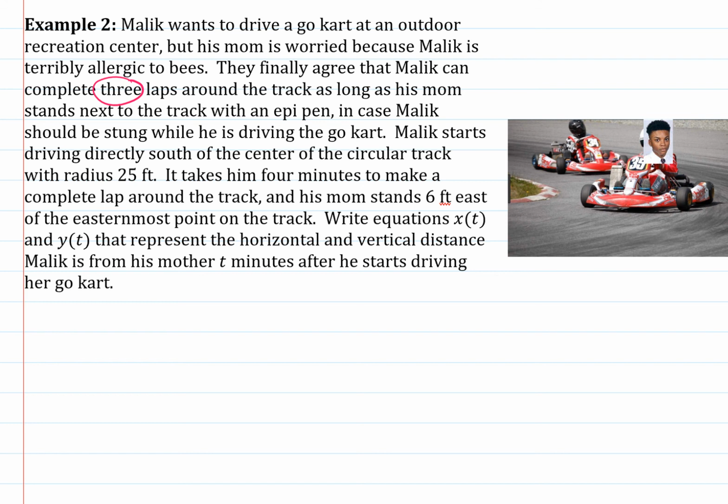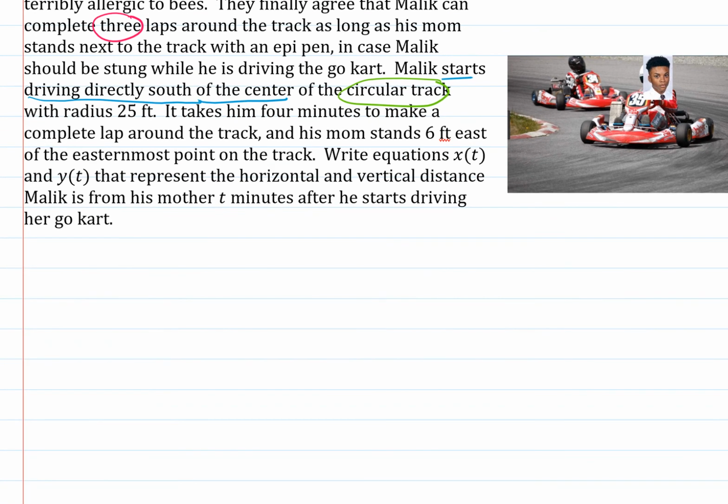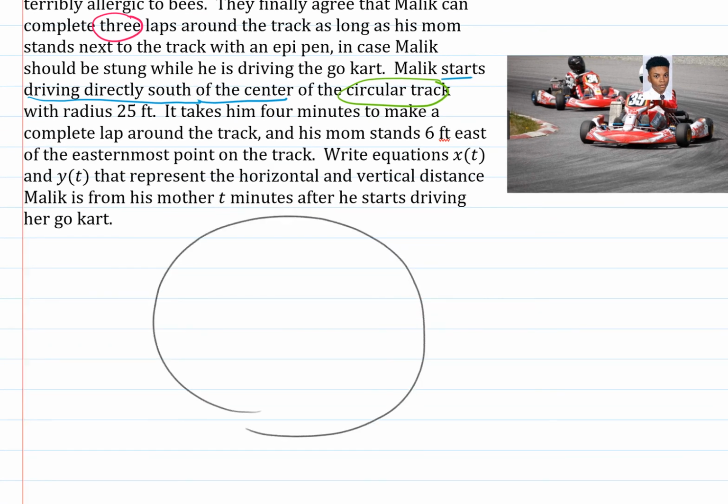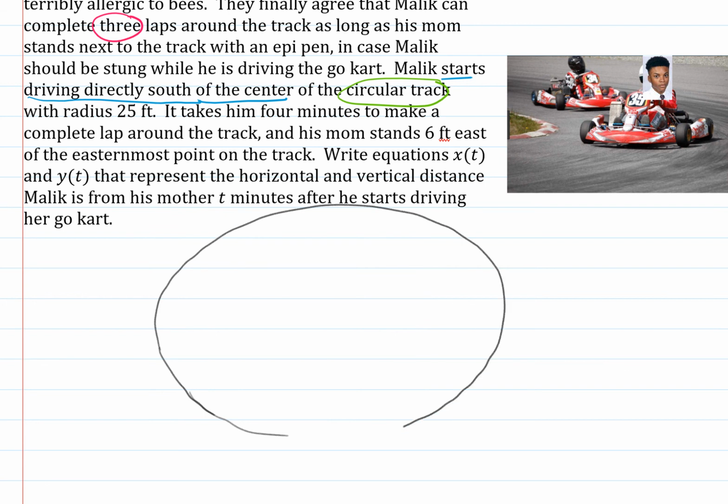Malik starts driving directly south of the center of the circular track. So he's right south of the center. He's going around a circular track. Let's try to start putting this together. Here's a very messy picture of the track. This is going to erase the whole thing, I think. Here would be the center of the track. It says he starts driving directly south, so that would put him here.